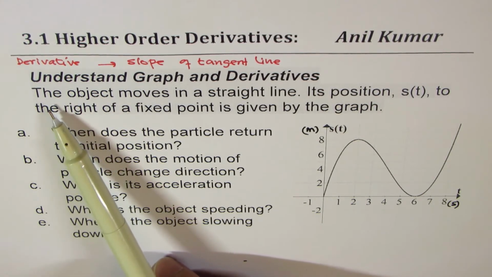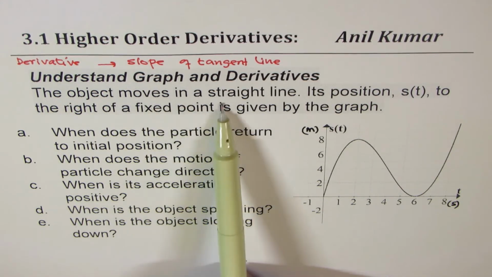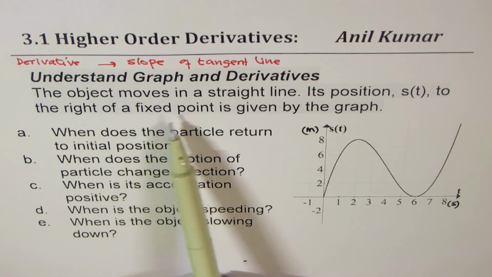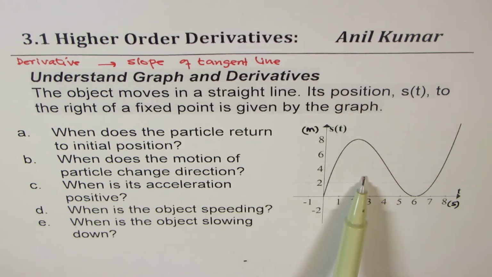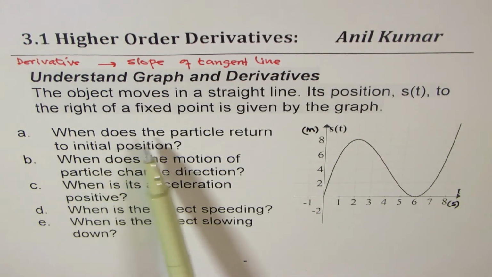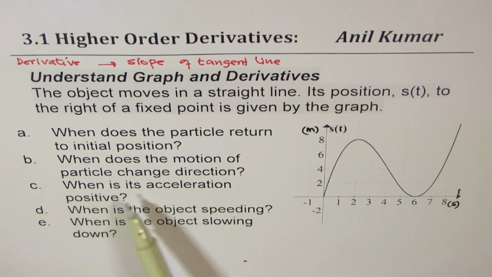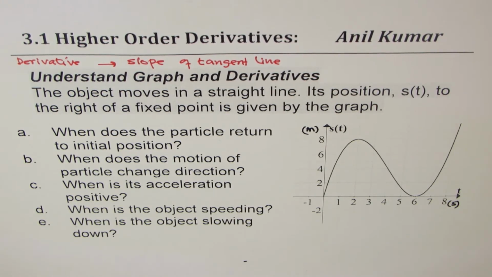The question here now is, the object moves in a straight line, its position s of t to the right of a fixed point is given by the graph. A. When does the particle return to the initial position? B. When does the motion of the particle change direction? C. When is its acceleration positive? D. When is the object speeding up? E. When is the object slowing down? So let's answer these questions one by one.